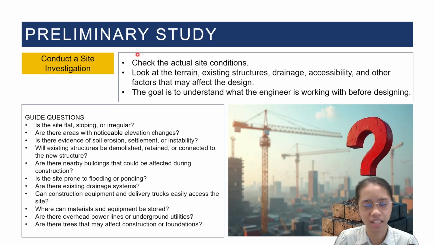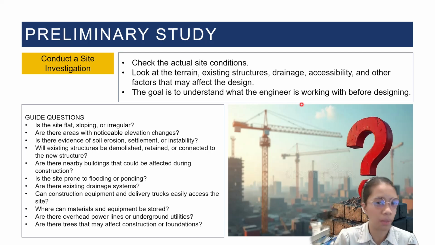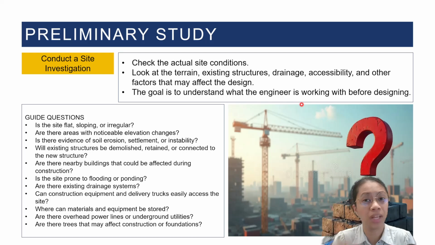For the preliminary study, the first thing that we need to do is to conduct a site investigation. So what does that mean? You will need to check the actual site conditions, meaning looking at the terrain, whether there are existing structures, drainage, accessibility, and other factors that may affect your design as a structural engineer. The goal is to understand what the engineer is working with before designing. Same with, if you're going to do something, you need to know what is there first before you start taking action. So what are the guide questions that we can use?